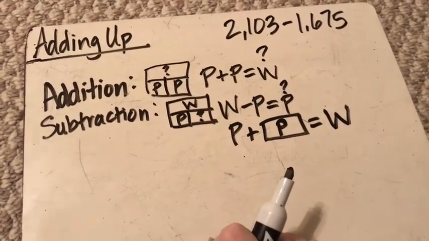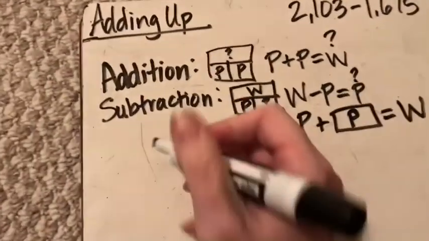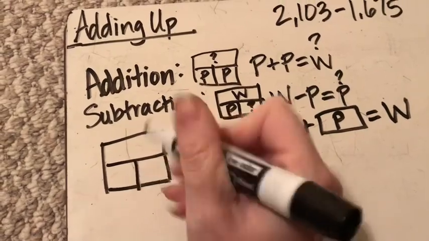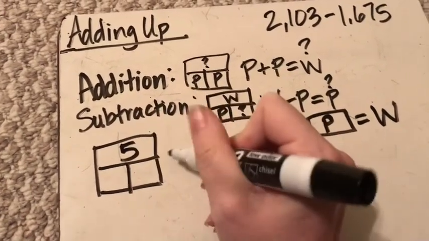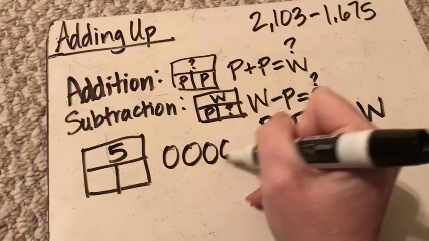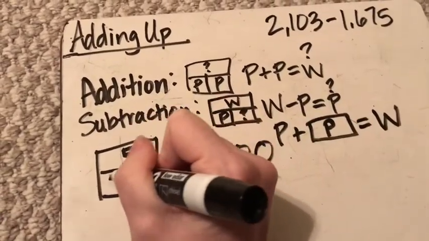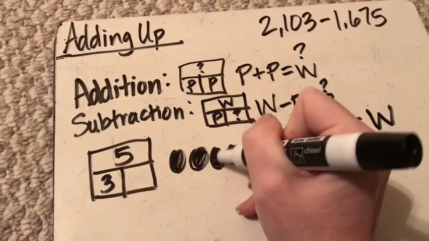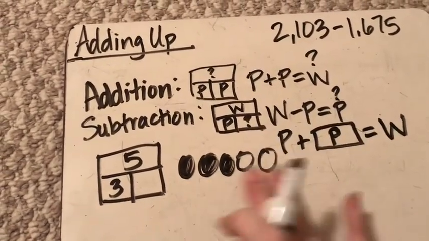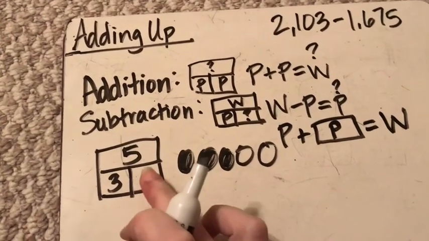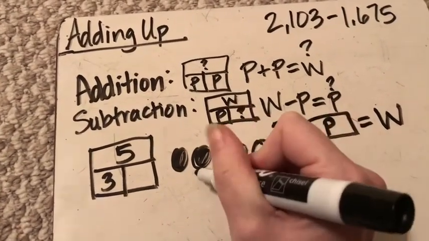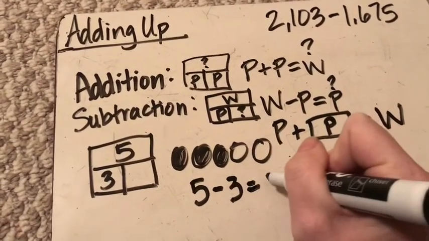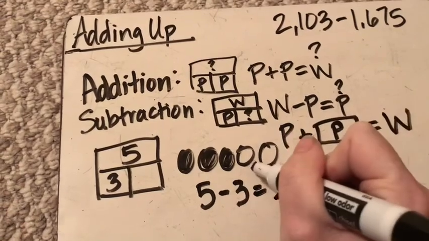So let me show you how this would look with some smaller numbers, just so we can connect this up to larger numbers. For example, if I had a whole of 5, or a set of 5, and let's say 3 of them were colored in, part of the set is colored in and part of the set is not. If I wanted to figure out that missing part, I could think 5 and take away the part that I know, which is 3. That would leave me with 2 that are not colored.